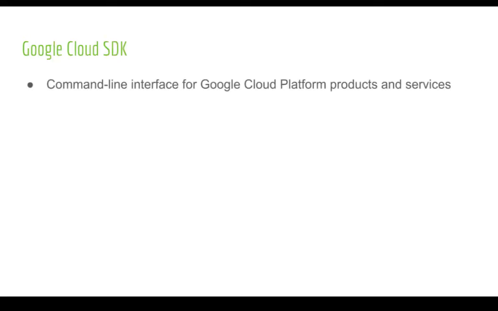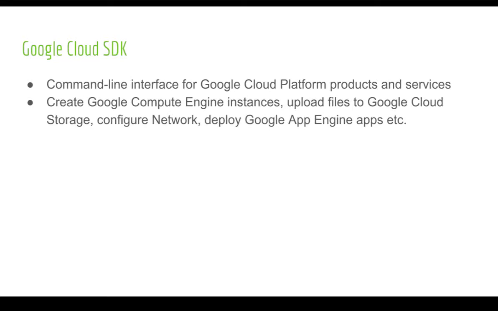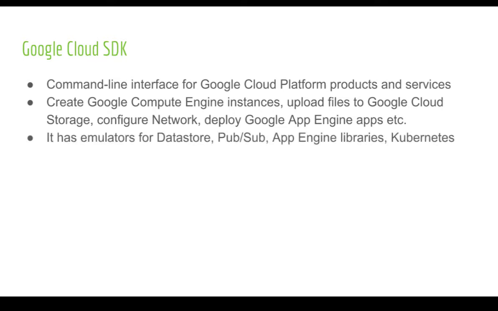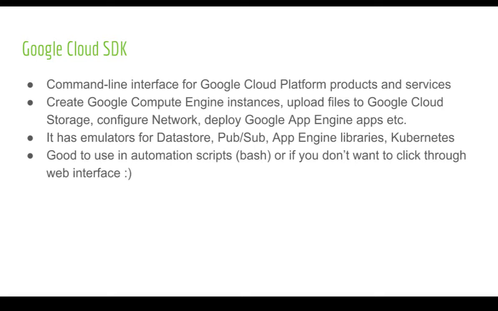So first of all, what is Google Cloud SDK? Basically, it's a command line interface for Google Cloud Platform products and services. You can create Google Compute Engine instances, for example, upload files to Google Cloud Storage, configure networks, deploy Google App Engine apps, and so on. It also has emulators for Datastore, Pub/Sub, App Engine libraries, and Kubernetes, and it's good to use in automating scripts in Bash. If you don't like to click through the web interface, you can do everything from the command line.